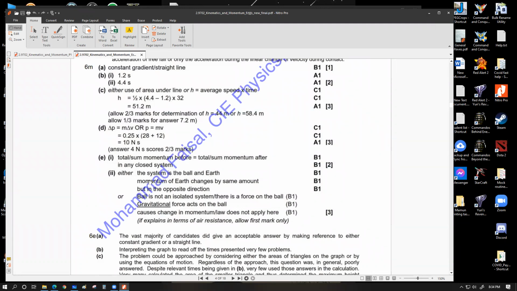Either the system is ball and Earth, and the momentum of Earth changes by the same amount but in the opposite direction, or the ball is not an isolated system, so there is a force on the ball, a gravitational force acting on the ball, causing change of momentum, but the law does not apply here. If external state, allow first mark only.